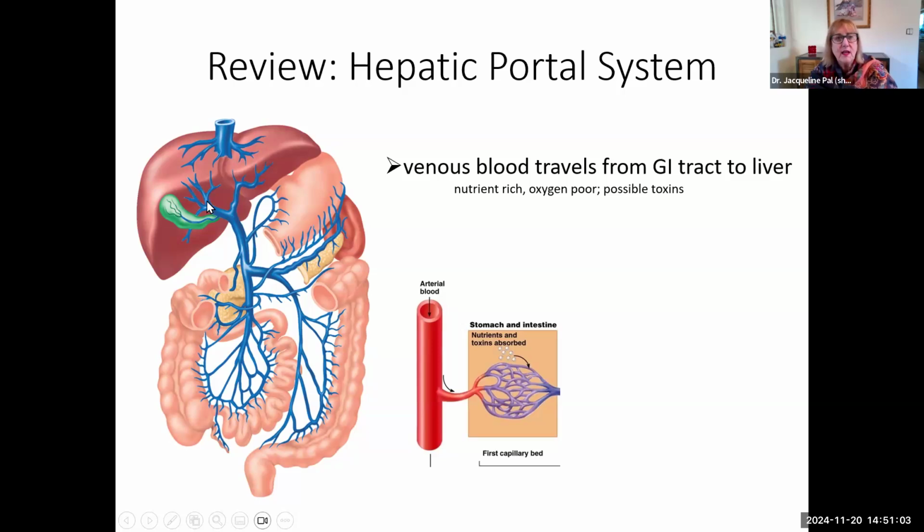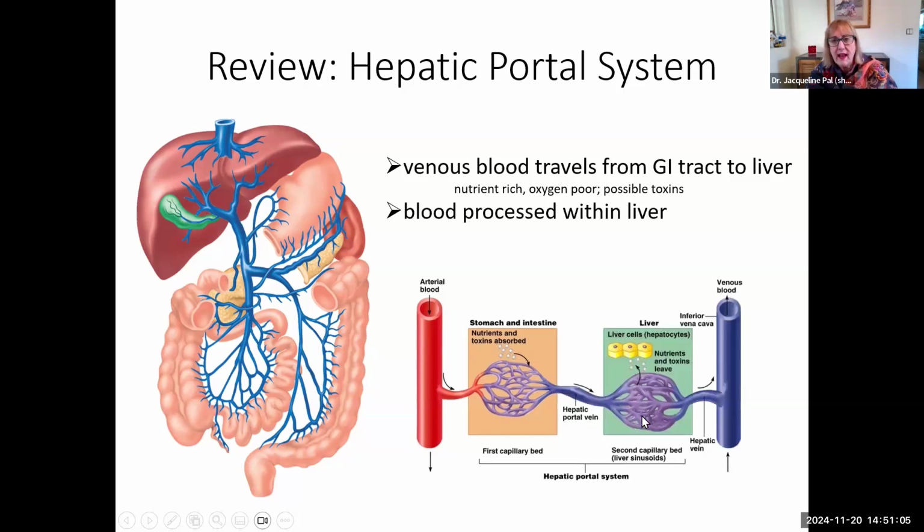And so this blood enters the liver where it has, in the liver, a second capillary bed between the liver cells, and the liver cells are going to be detoxifying this blood as well as absorbing nutrients and doing other things. And then this clean blood will exit the liver through hepatic veins right here into the inferior vena cava.